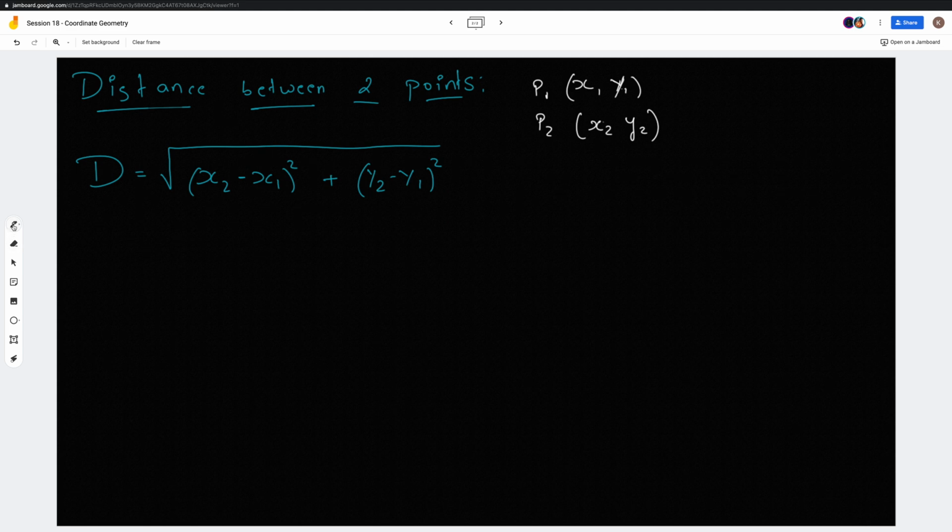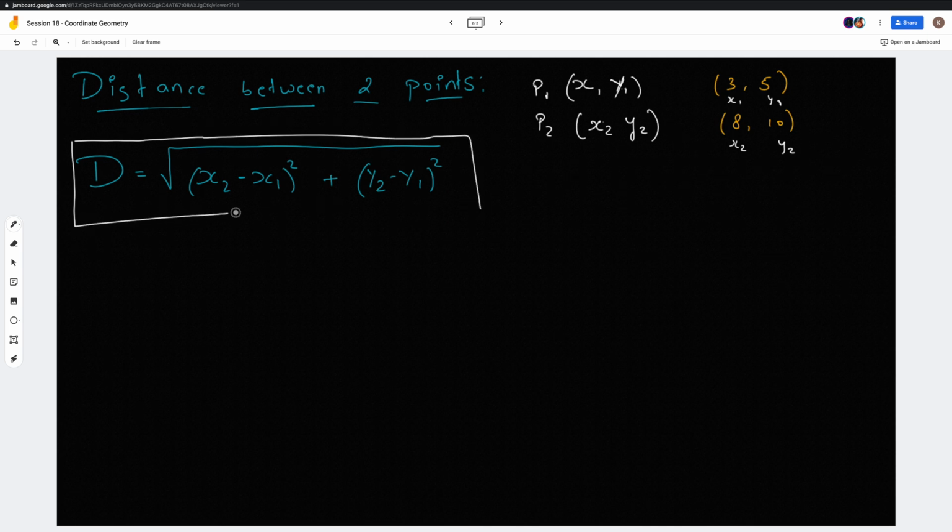Let's say the first point is 3, 5. The second one is 8, 10. What does this mean? This means the first point, 3 is x1, 5 is y1, 8 is x2, 10 is y2. So you have to simply take the values and plug them into this particular formula. I'm going to put the formula in a box, and use the exact same formula to find the distance between these 2 points.